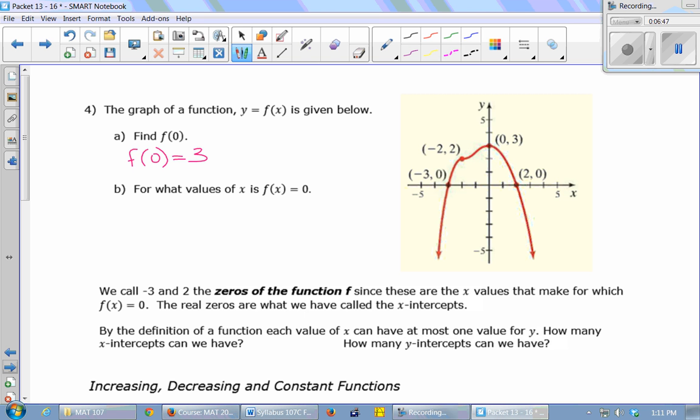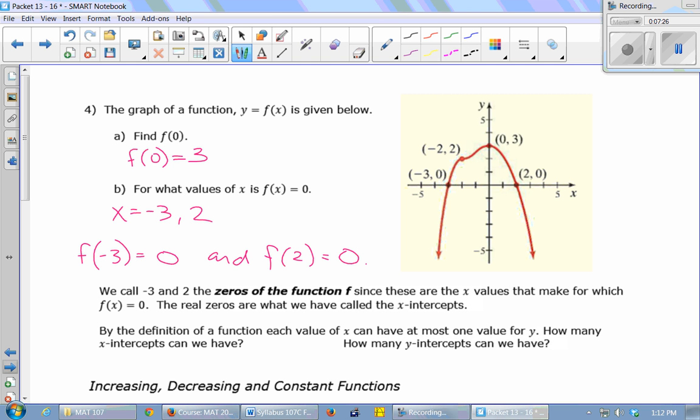So for what values of x is f of x equal to 0? So what numbers can I put in parentheses there that give me y values of 0 on my graph? -3 and 2. Because f of -3 equals 0 and f of 2 equals 0. -3 and 2 are called the zeros of the function f because they're the x values that make the function value 0. So we call them zeros.